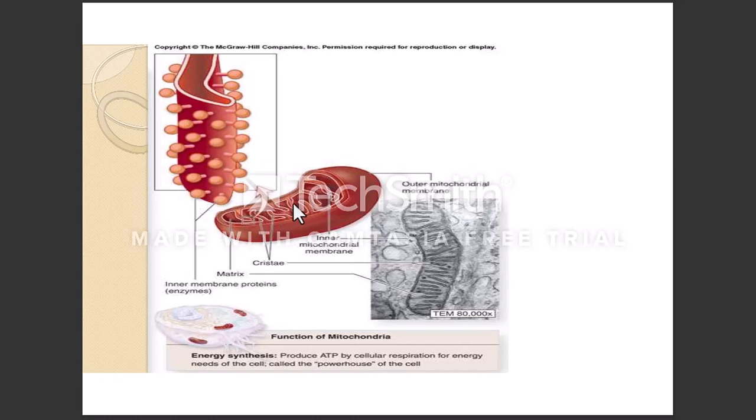The internal part, the reaction that you have, what we call the internal part. This part we call the matrix, and here we have small foldings which we call cristae. And now you need to know where glycolysis actually takes place, where the electron transport chain takes place, and where the Krebs cycle also takes place. So you have to know where glycolysis takes place, the Krebs cycle takes place, and the electron transport chain.